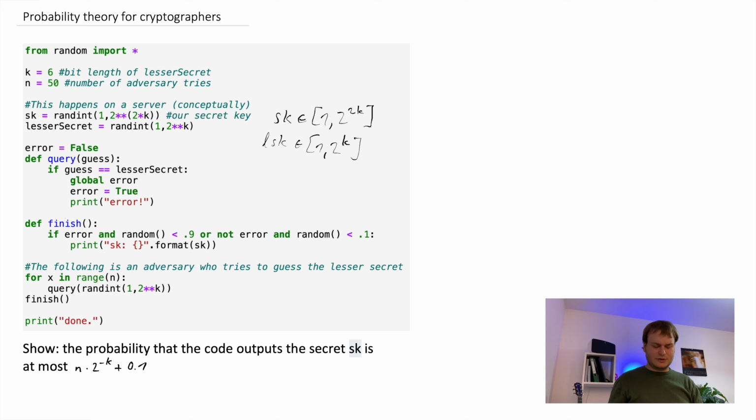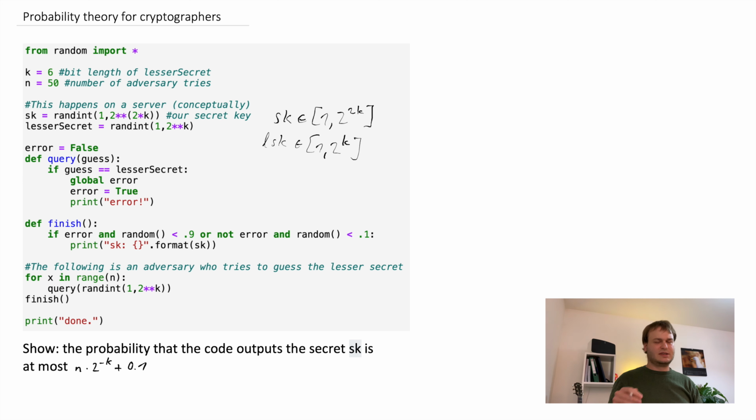So what does the adversary do? The adversary will basically query this query function multiple times with random integers between 1 and 2 to the k. He does this n times, this n here. And then afterwards he calls finish and hopes that the secret key leaks. Now our goal is to show that the probability that this code outputs the secret key is at most n times 2 to the minus n k plus 0.1.